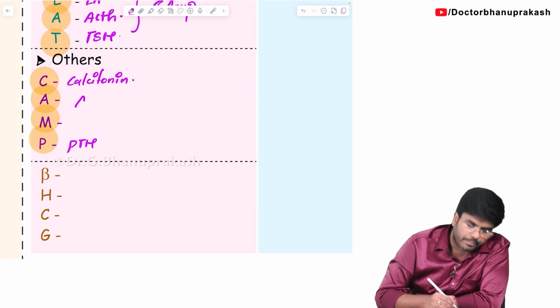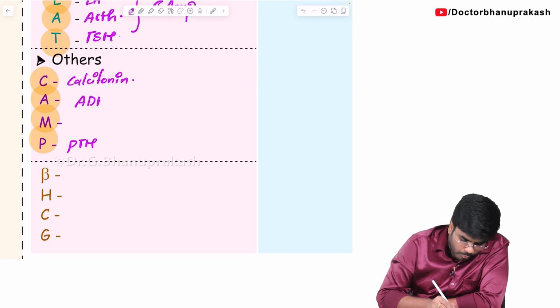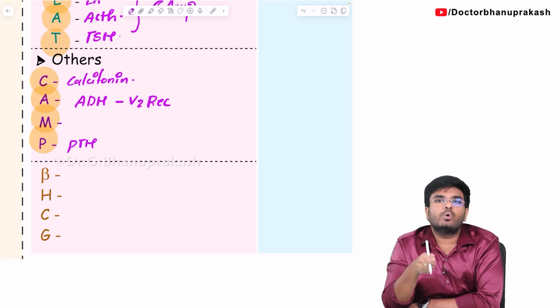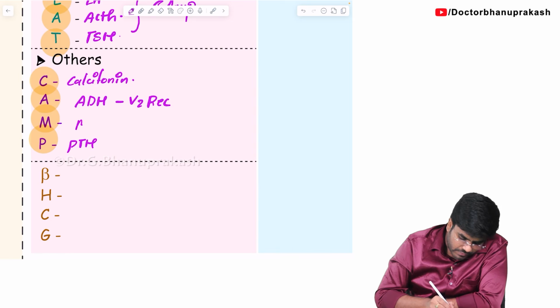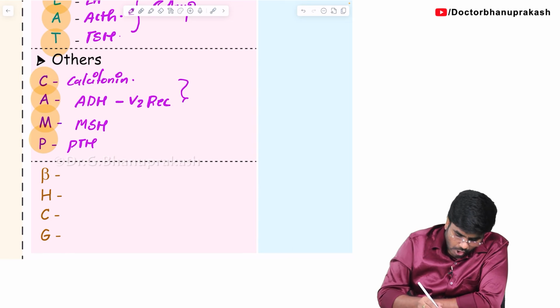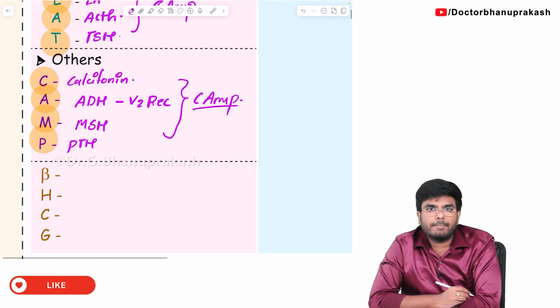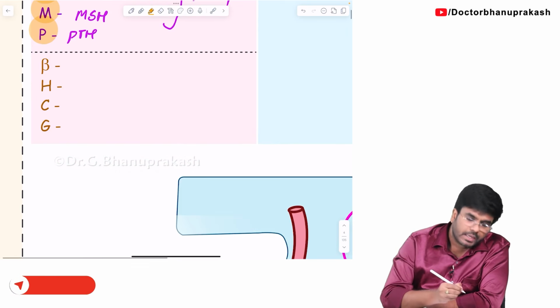And what is this AM? AM stands for antidiuretic hormone acting on the V2 receptor on the kidney. When antidiuretic hormone stimulates the V2 receptors on the cells, they produce cyclic AMP. And M stands for melanocyte stimulating hormone. So all these hormones again produce which secondary messenger inside the cell, guys? Cyclic AMP.